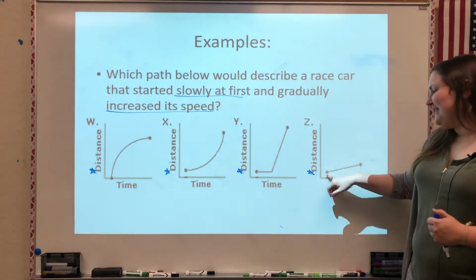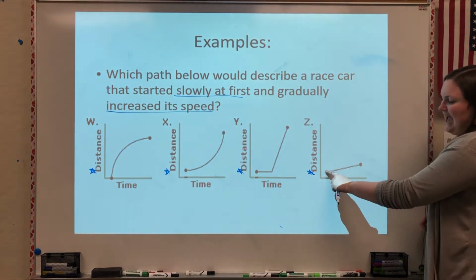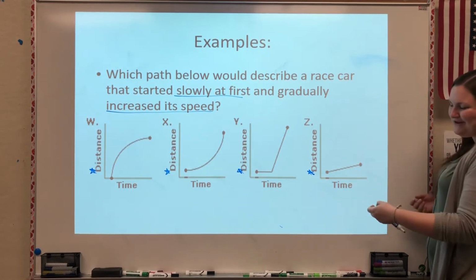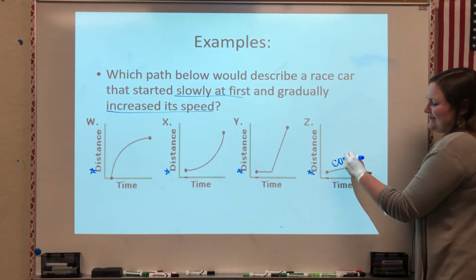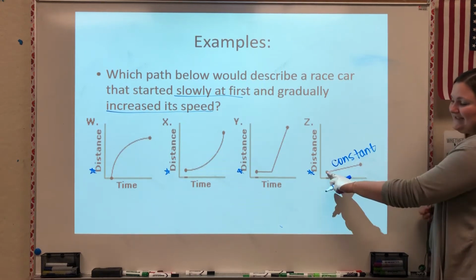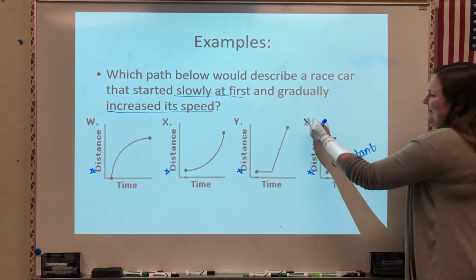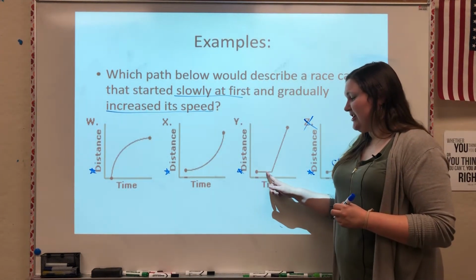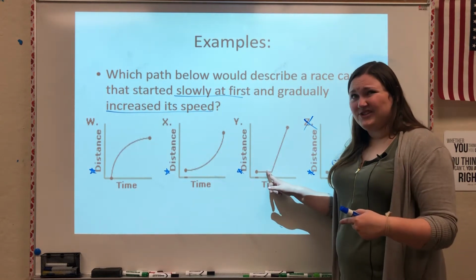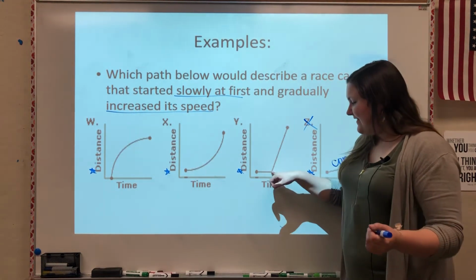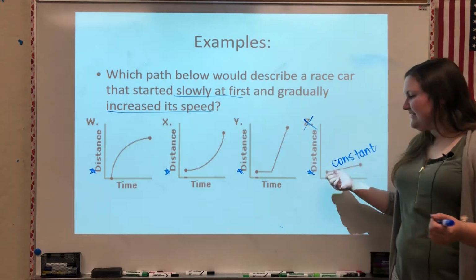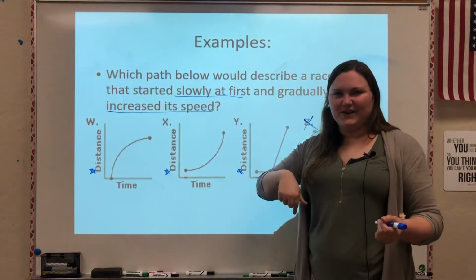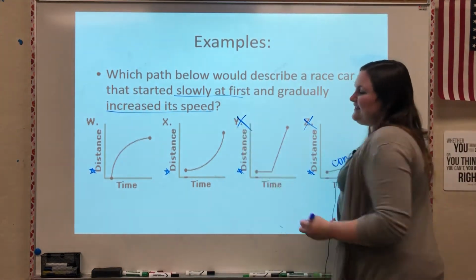If I'm looking at this one here, this is a constant speed. I'm moving forward the same amount each minute or second, whatever you're measuring time with. This would be a very slow constant speed, because look, we're not moving very far. So it's not going to be that one. This one here shows the distance didn't change at all. So if my distance isn't changing, that's telling me I'm not moving. And then here, similar to this one, that would be constant, but a really fast constant speed. But that's not showing slow at first and then increasing speed. So it's not this one.